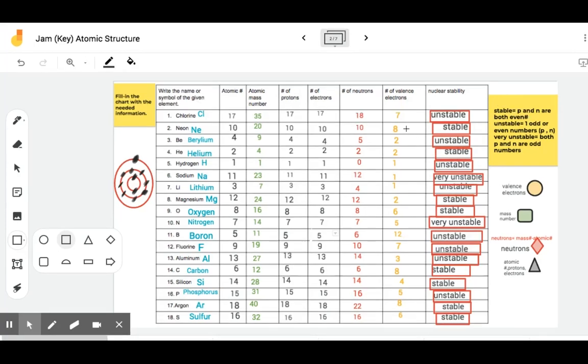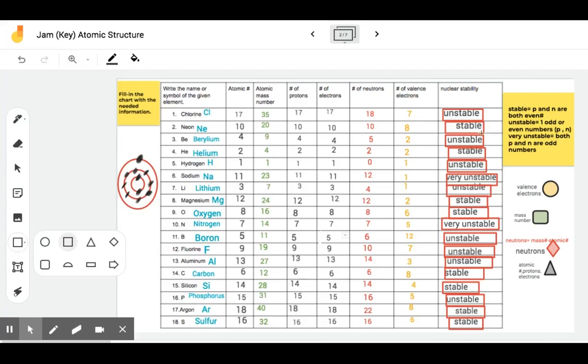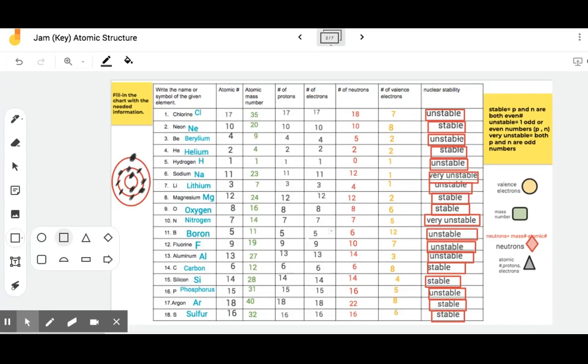Using the Bohr model, the number of valence electrons is 8. Okay, it also belongs to group 18, so it's easy for you to figure out that neon is a noble gas, an inert gas, and looking at the number of protons and neutrons, that is a stable nucleus. So that's how to determine the nuclear stability of an atom.